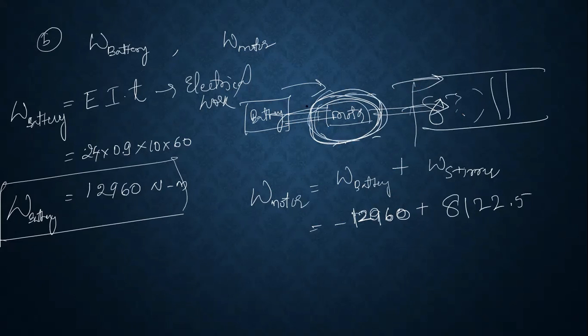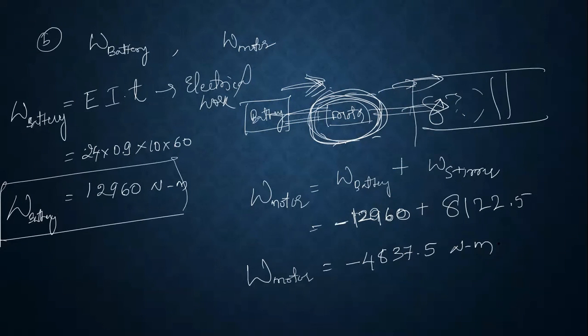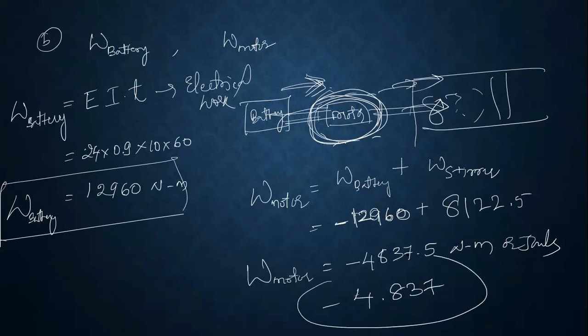But here, considering the motor, work done by the battery on the motor, and work done by the motor on the stirrer. Therefore, for the motor, battery work becomes work on the system. Therefore, we took minus. Here, stirrer work is work done by the system, positive. Therefore, motor work you will get around minus 4837.5 Newton meters, or else joules, or else minus 4.837 kilojoules.